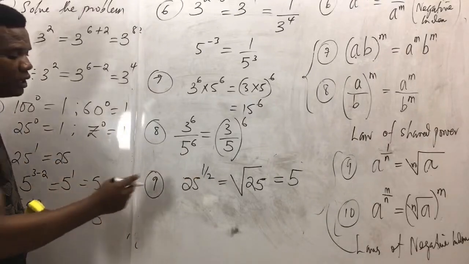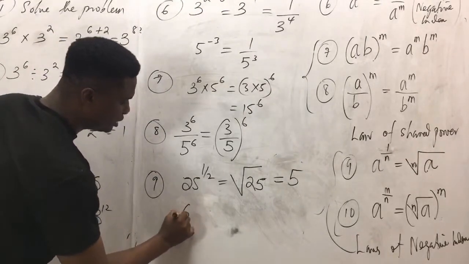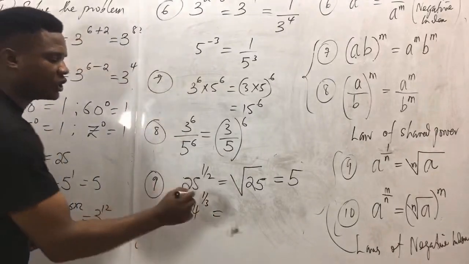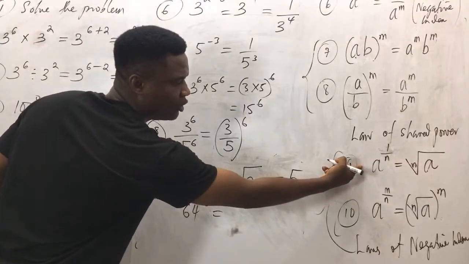Okay? So looking at this, what if I had 64 raised to the power 1 over 3? 64 raised to the power 1 over 3 looks like law number 9.